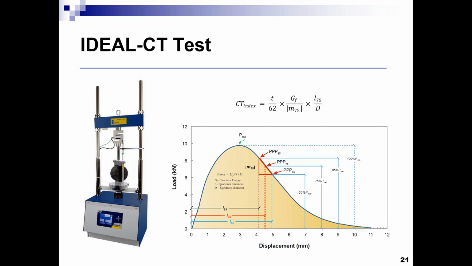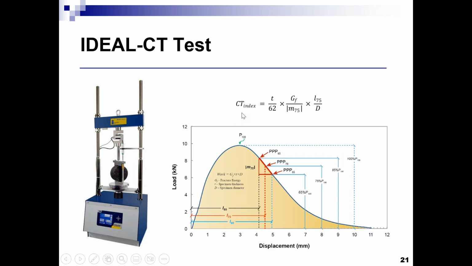So this slide demonstrates the procedure that is used in analyzing the laboratory test results from the IDEAL-CT test. In this test, it is similar to a traditional indirect tension test, where you have a diametral specimen, you're loading it along its diameter vertically at a loading rate of about 2 inches per minute or 50 millimeters per minute. You're taking the load versus deformation results, and instead of just looking at the indirect tensile strength of the asphalt mixture, you actually take the whole load versus deformation results, and you analyze them to calculate the CT index, which is basically an index that is used to indicate the performance of the asphalt mixture with regard to cracking.